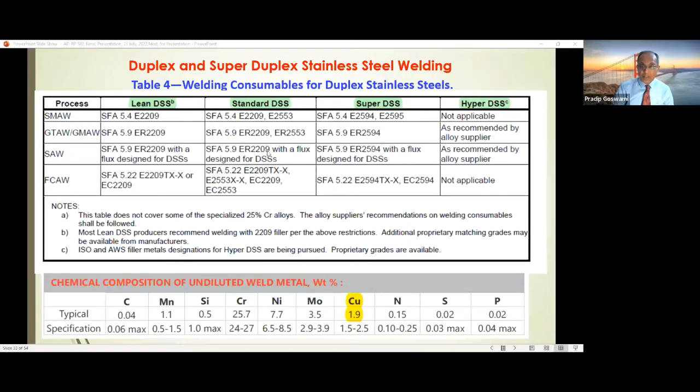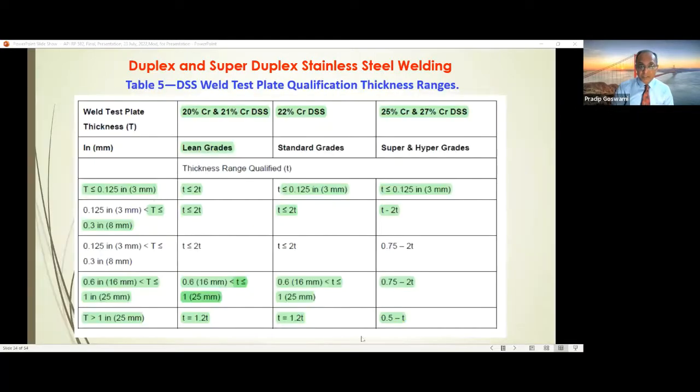And you can see here that it also talks about the specification E2553. E2553 is a specification where you apply copper on a typical super duplex composition. Why copper? Because lots of duplex and super duplex are getting used in the sulfuric acid industry, and duplex stainless steel has proved to be a very effective, reliable and cost-effective material there. Generally speaking, copper is added over and above the normal duplex stainless steel composition. So that is why this composition is there.